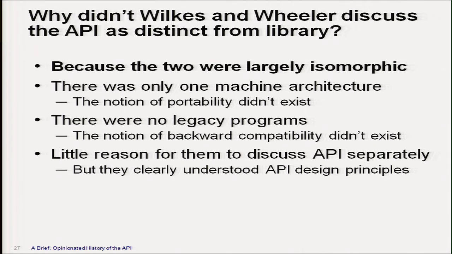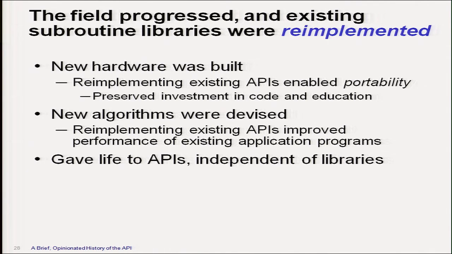So when did people start considering the API as an independent object? Well, the field progressed and existing subroutine libraries were re-implemented. Why? Because new hardware was built. And once they had new hardware, they could simply port the existing APIs and keep using the original programs, thus preserving people's investment in code and in education. Also, new algorithms were devised, and if you want your subroutines to run faster, once again, you can write new implementations using the same APIs, and that gave life to APIs independent of the libraries.